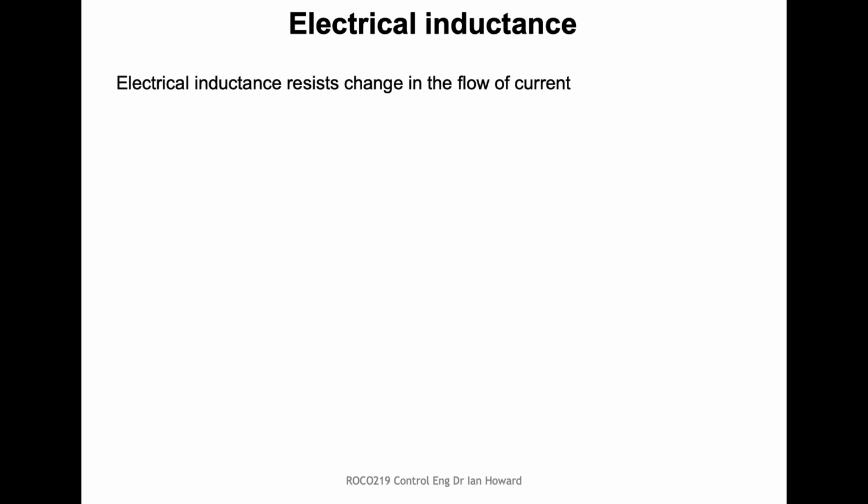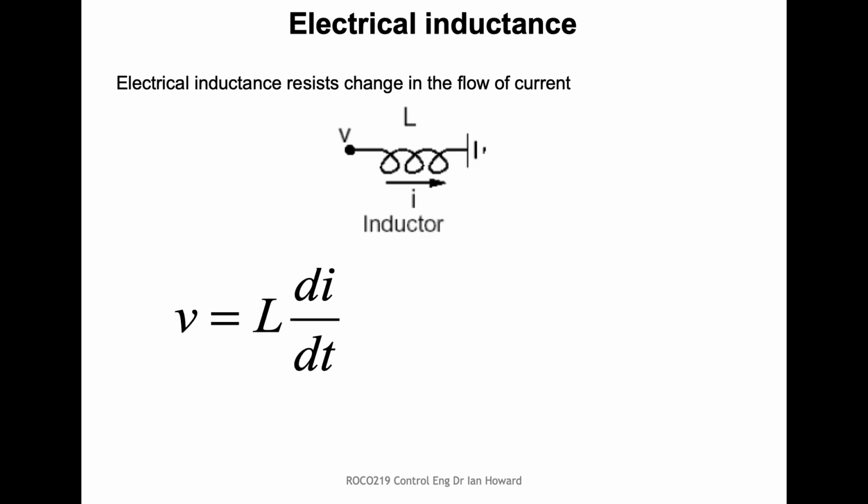Another aspect of simple electrical circuits is inductance, which also resists the change in the flow of current, basically. The relationship between voltage and current is that the voltage across an inductor is the inductance multiplied by the differential of current with time, di dt, so V equals L di dt.